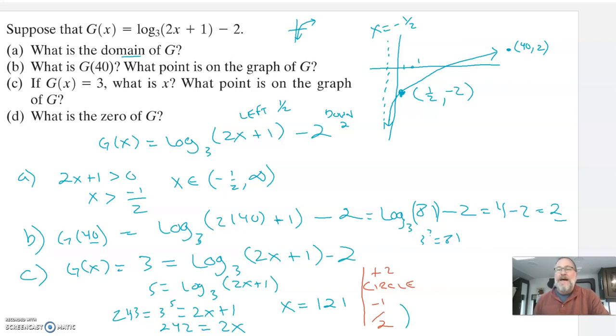That means there's a dot even further out there. I go over 121 x's, and I'm only up 3 now. This is a slow growth graph.